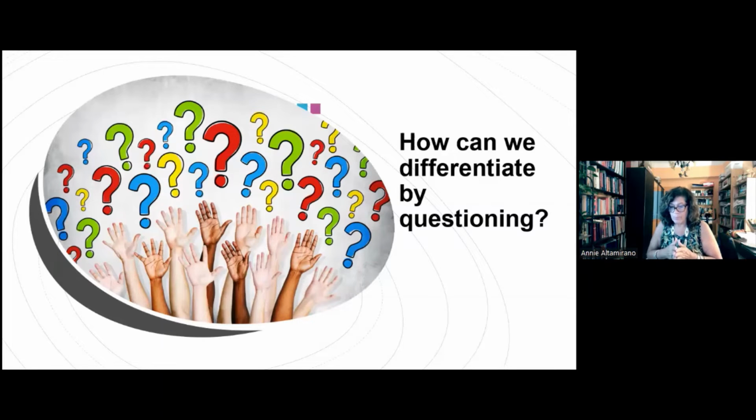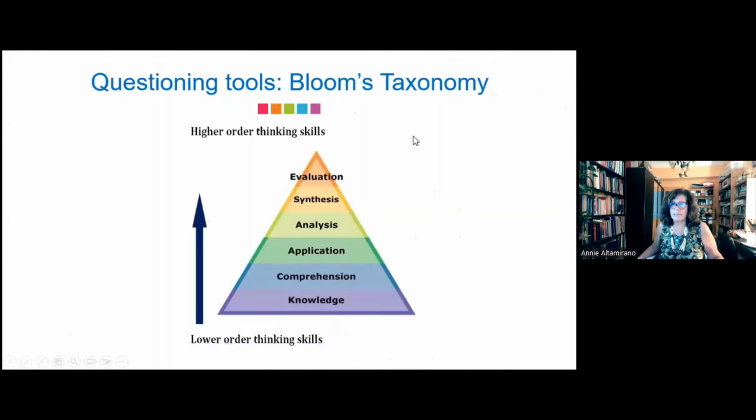But studies have found that at least 60% of the questions that we ask in the classroom are recall questions. Between 12 and 30% are class management questions, and only 4% are higher order questions. So, what are higher order questions?